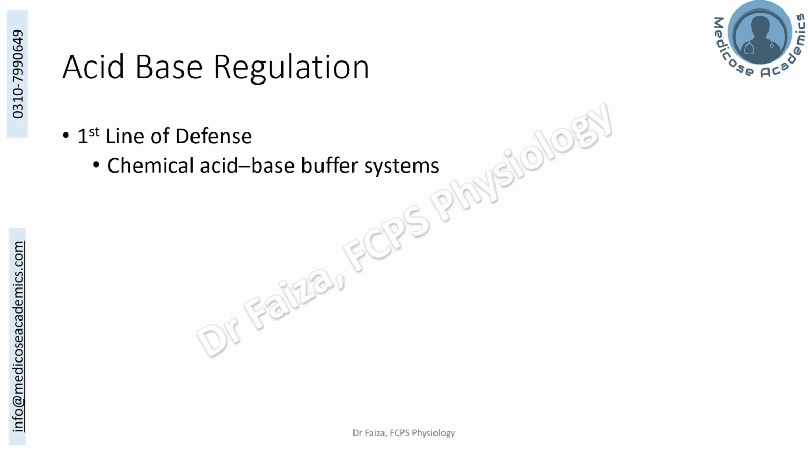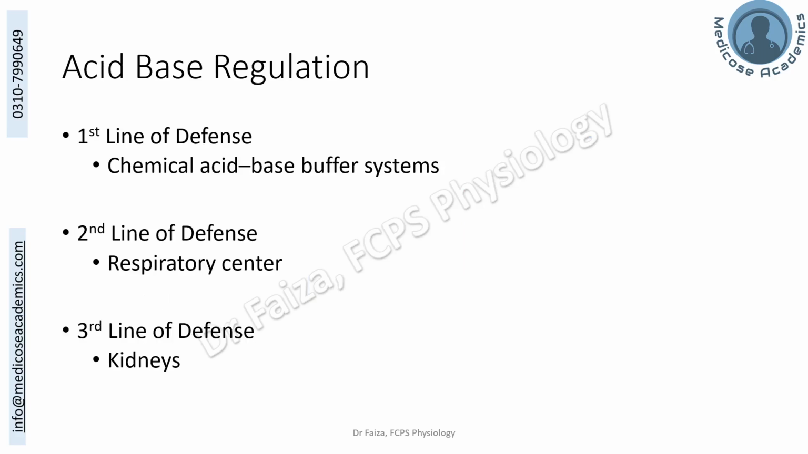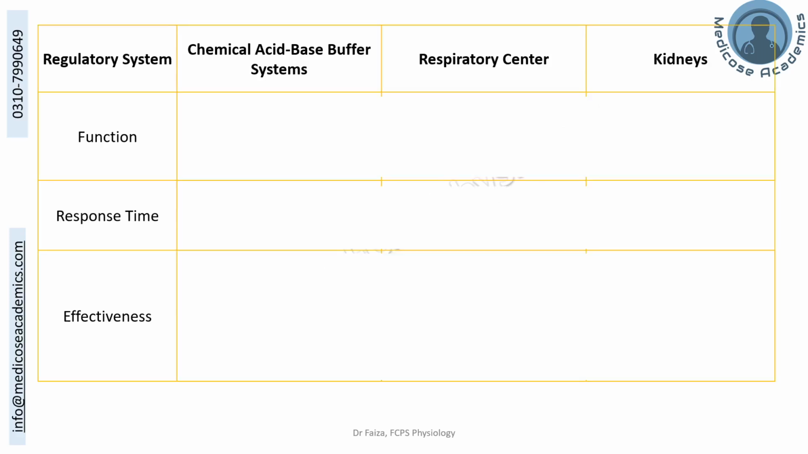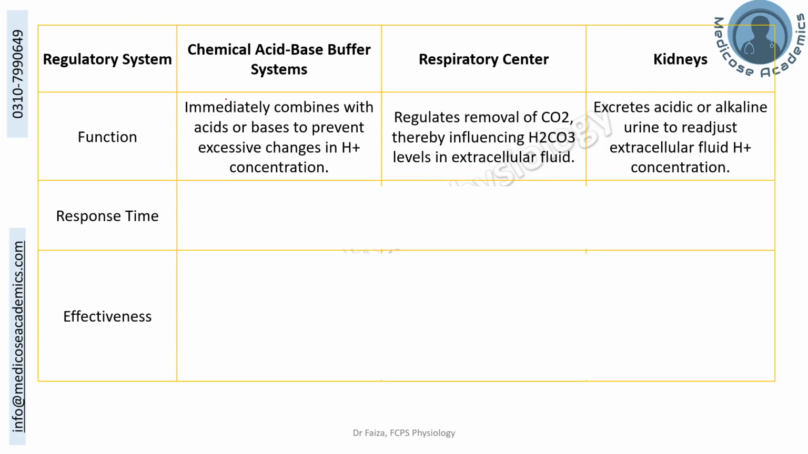Acid-base regulation is done by three lines of defense, the first one being chemical acid-base buffers, second the respiratory center, and the third the kidneys. If we compare these three, the chemical acid-base buffers immediately combine with the acid or base to prevent change in the pH. They cannot, however, remove acid or base. The respiratory center can remove excessive carbon dioxide or retain it to maintain the acid-base balance, whereas kidneys can actually remove the acid or alkali to adjust the extracellular pH. The chemical buffers respond within seconds, respiratory centers require minutes, whereas kidneys require hours to days to complete their action.